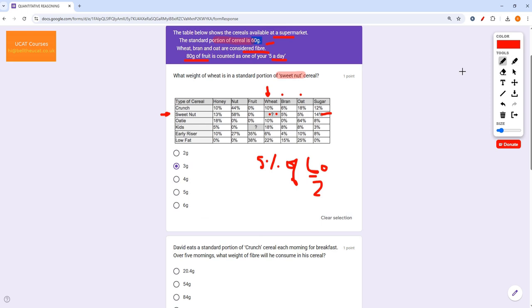Without further ado, let's go. So for 5%, what's the trick? Whenever you times by 5, you divide the other number by 2.